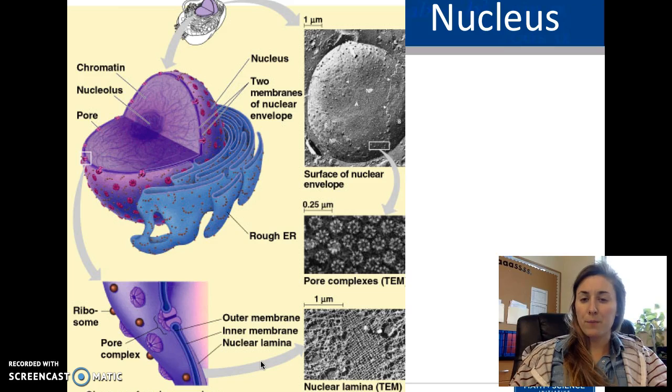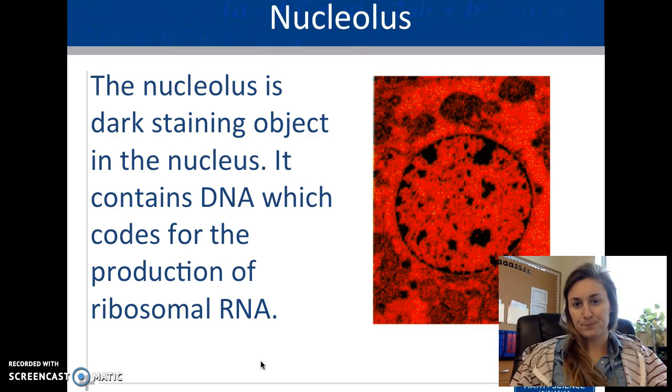We call them pore complexes, and that allows mRNA to exit to reach my tRNA, which is going to make my proteins. The nucleolus is the dark staining object in the nucleus. It contains the DNA, which codes for the production of ribosomal RNA. So the DNA is concentrated inside of the nucleus. It does not leave very often because it can be easily damaged, and that would cause mutations.